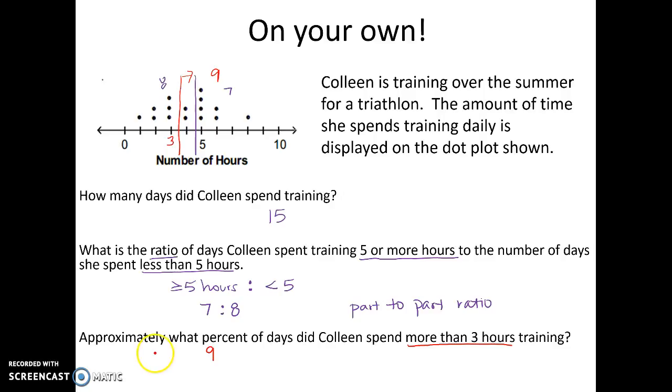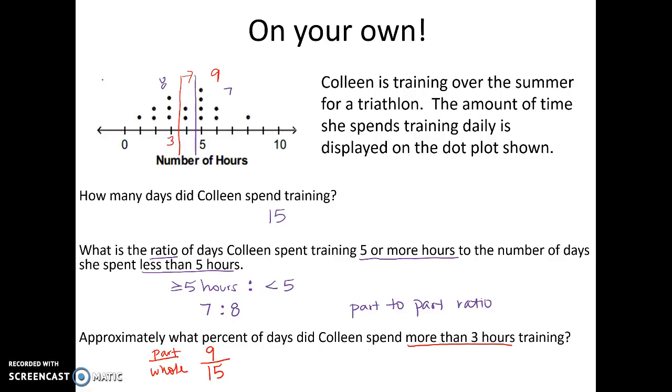Now to do a percent, we need to do part over whole. So this is a part to whole ratio. So 9 over the total is 15, sorry. And then we need to turn it into a percent. So you guys stop and do that now.